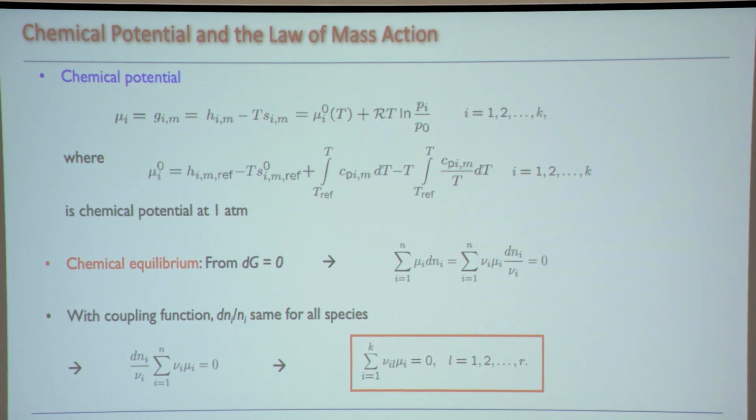Okay, we have only 2 more minutes to go. Anyways, maybe I jump like this. So the dn_i by nu_i goes away, and then this is the condition: for this one reaction, the sum of nu_i times mu_i is equal to 0. And mu_i is equal to the chemical potential. That's equal to, yes?